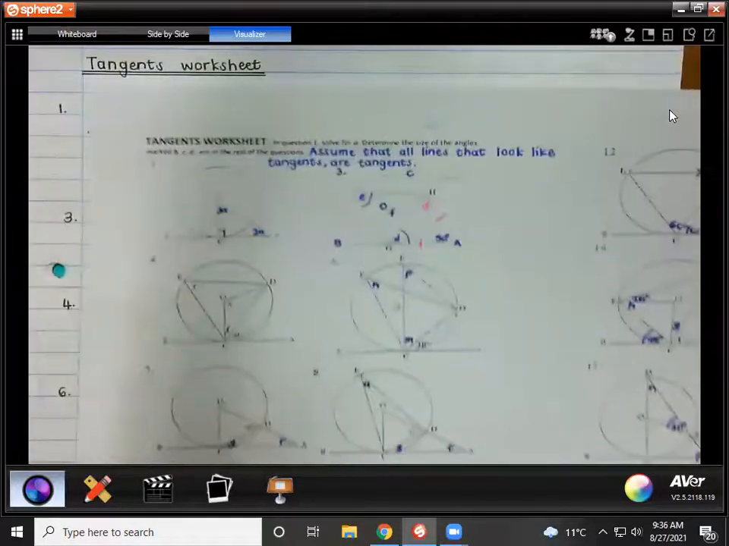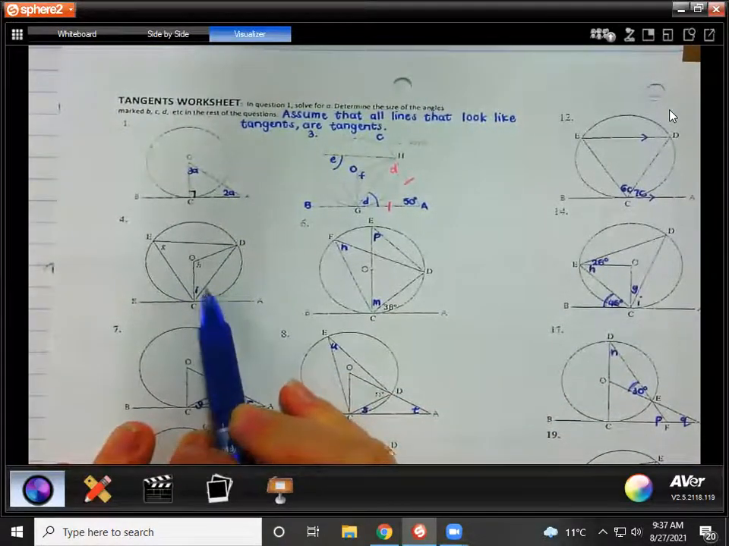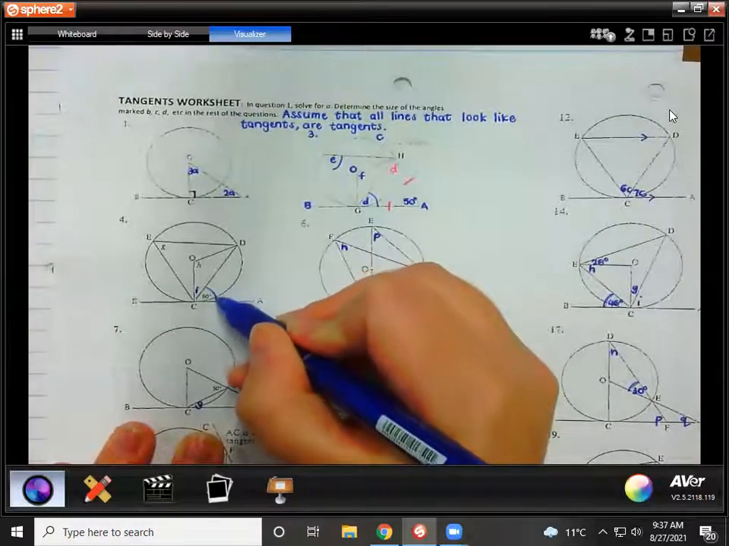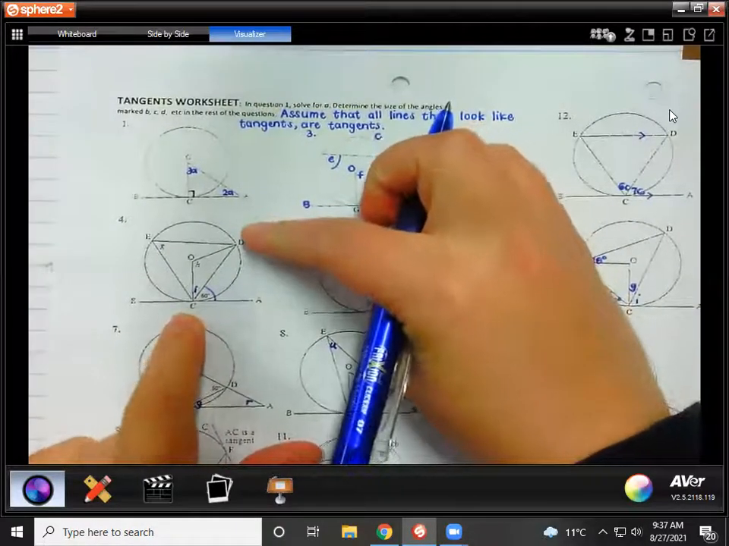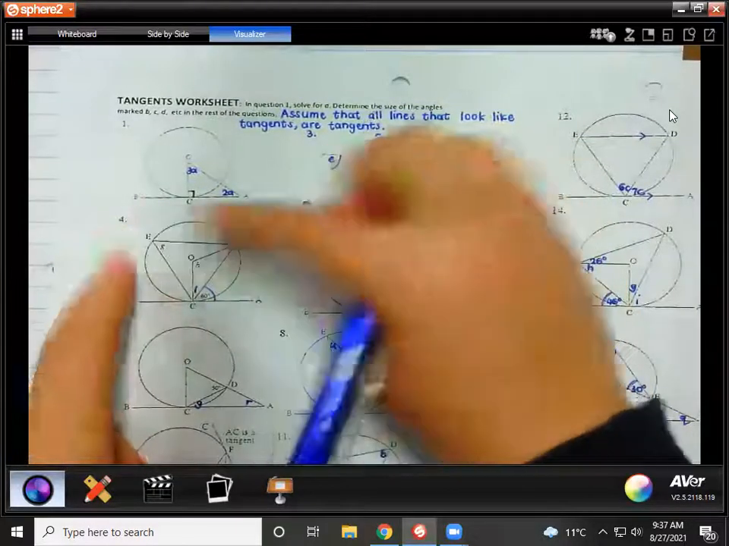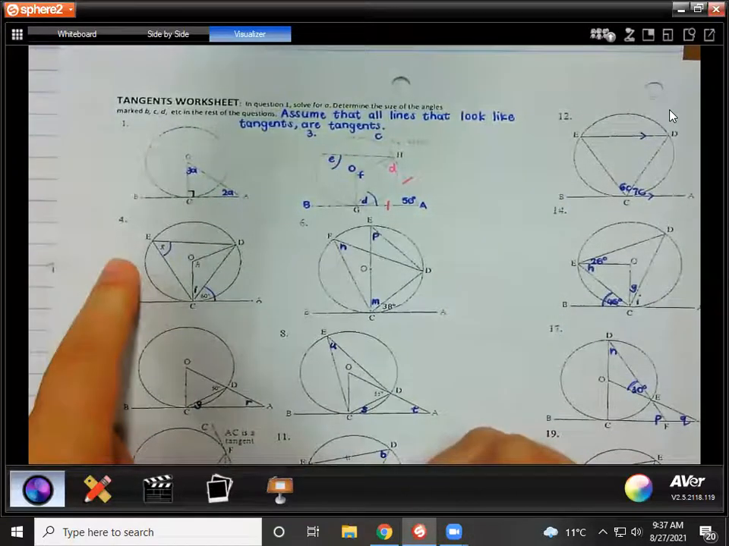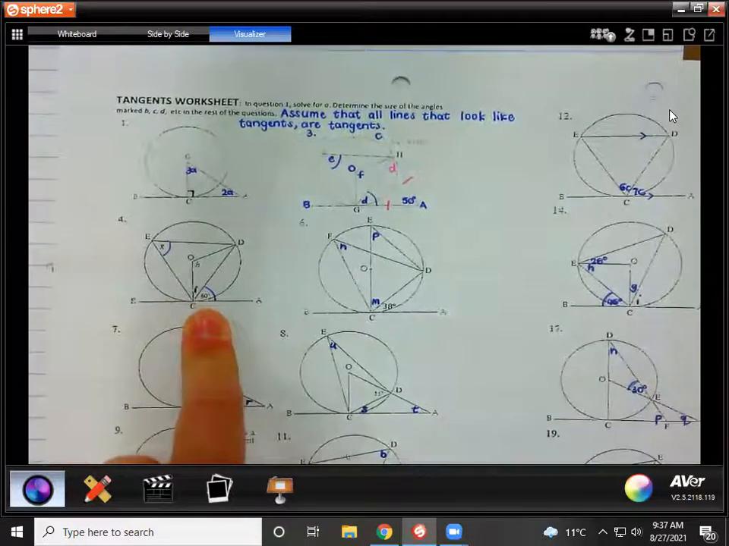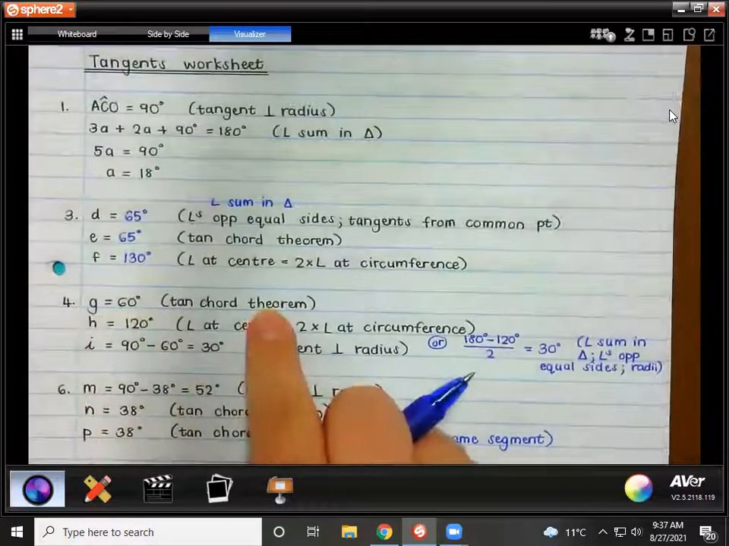All right, number 4. Here we have that angle is 60. And again, this angle is between the tangent and this chord. Then this chord subtends angle G on the other side of the chord. So because of tan chord theorem, those two angles have to be equal. So G is going to be 60 degrees from there. Right, G equals 60, tan chord theorem.